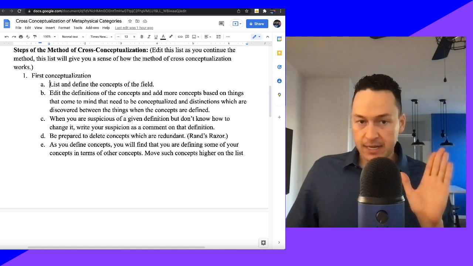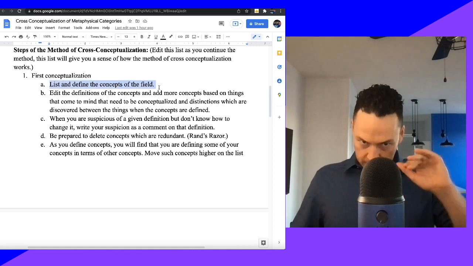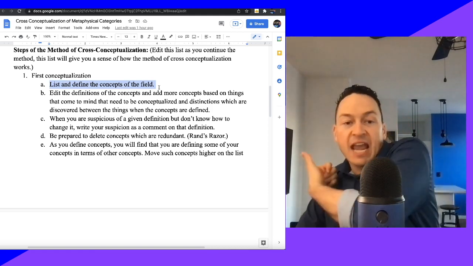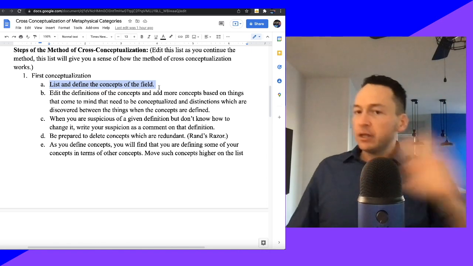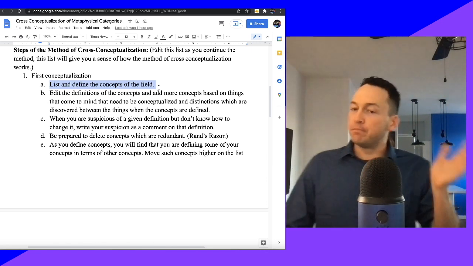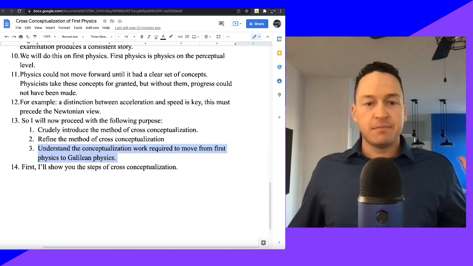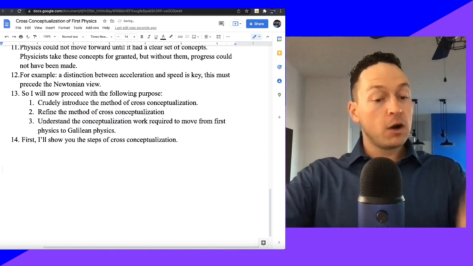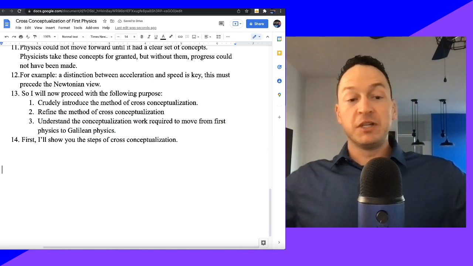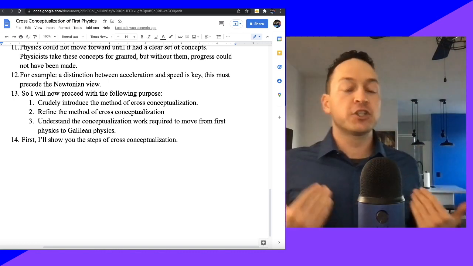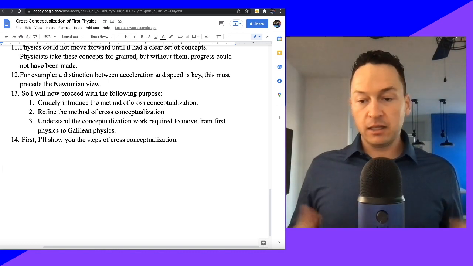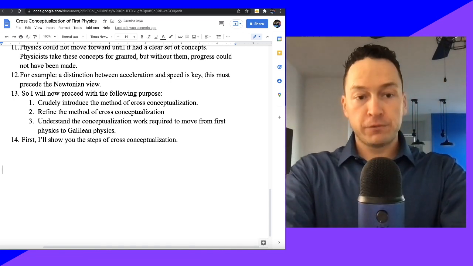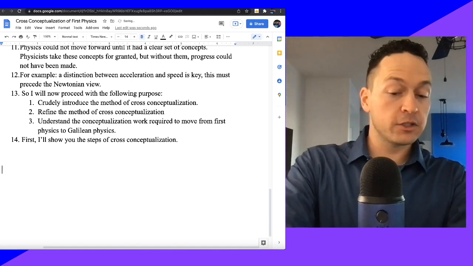Now, what you're going to find is that your first conceptualization is going to feel unclear, sloppy. That's okay. Put it down. You got to put this stuff down. The only way to get clear on it is to put it down and then correct it later. Be willing to make mistakes. So here goes. I've never done this before. Well, I've done cross-conceptualization once, but you are looking at me doing a first conceptualization of Galilean physics, okay? Or of first physics. So let's start with our terms.